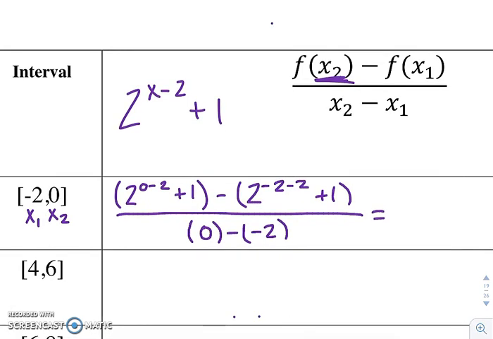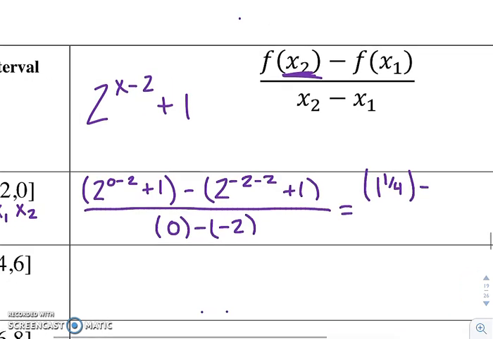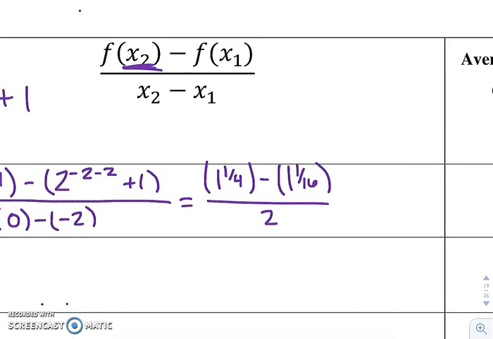All right, so 2 to the negative second is 1/4. Plus 1 is 1 1/4. Minus 2 to the negative 4th is 1/16. Plus 1 is 1 1/16. Over 2. So just keep simplifying it. So 1 1/4 minus 1 1/16. You can make that 16ths if you wanted to, and then subtract them and get 3/16. You guys could do these as a decimal if you wanted to. I would not have a problem with that. And then 3/16 divided by 2 is going to be 3/32. So that's your rate of change.